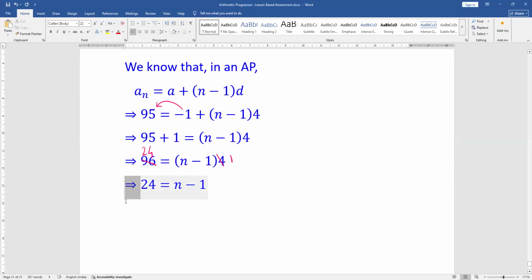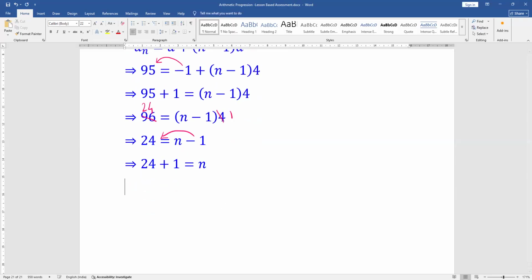After that, where should I move the minus 1? To the left-hand side. So 24 plus 1 equals n. See how the plus 1 came here: I transpose this minus 1 to the LHS, so minus 1 becomes plus 1.